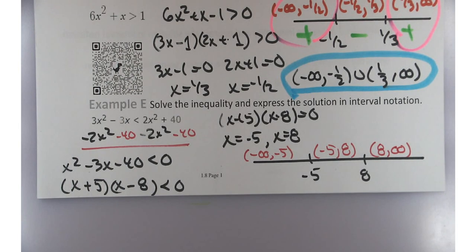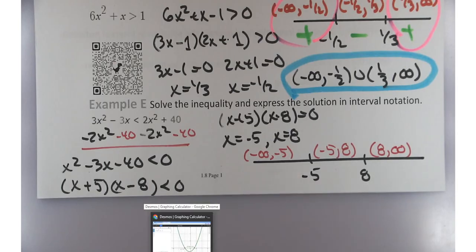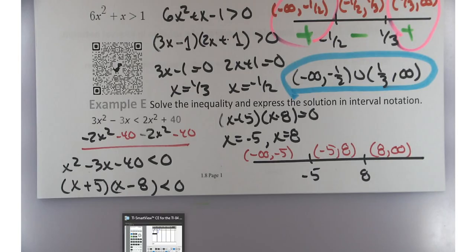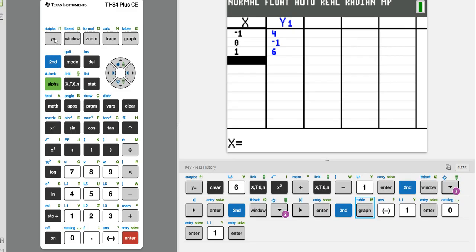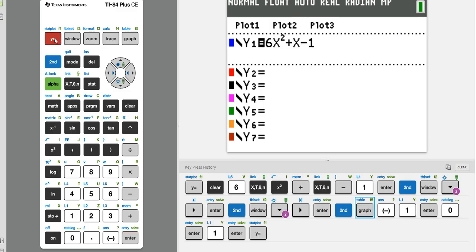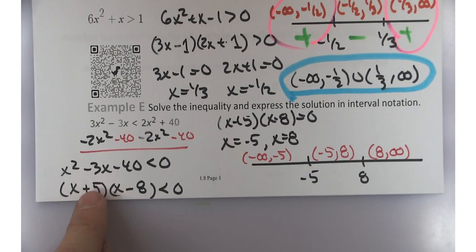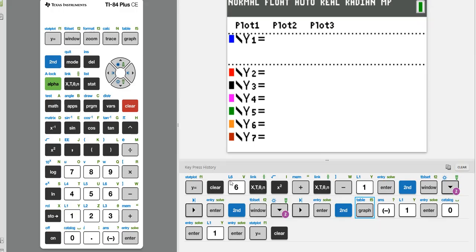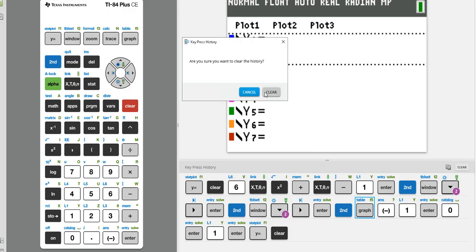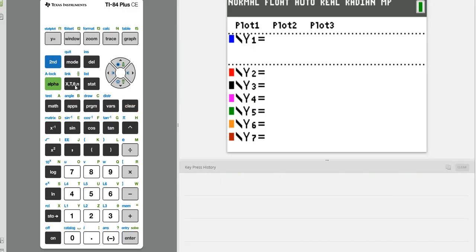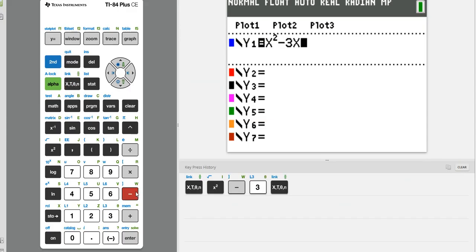So I'm going to want to test some points in each of these intervals and try and decide which intervals I need. So let's go back and change our equation. You could type it in factored, you could type it in as you see it here. Either form doesn't matter, your calculator doesn't have feelings, so do whatever you find most convenient. I'm just going to type in x squared minus 3x minus 40.